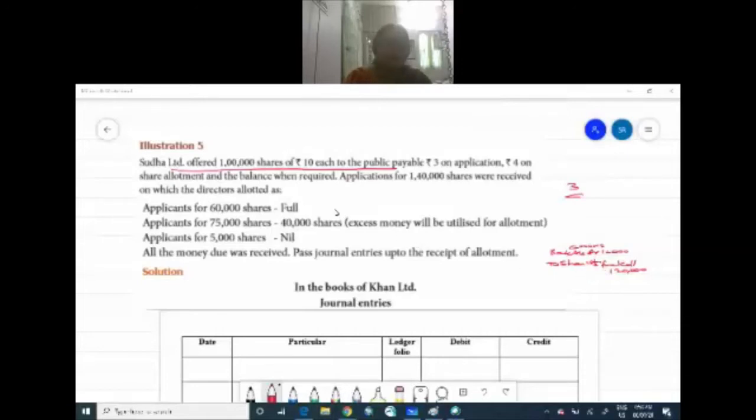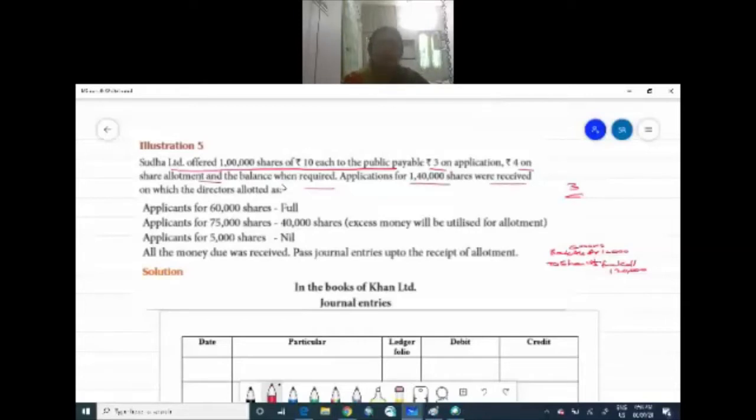Now here you have illustration 5, where Sudha Limited is offering 1 lakh shares of 10 each to the public, payable 3 on application, 4 on share allotment and the balance when required. Whenever she wants to call, she can record it. Here we are going to only record application and allotment. Then 1 lakh 40,000 shares were received.